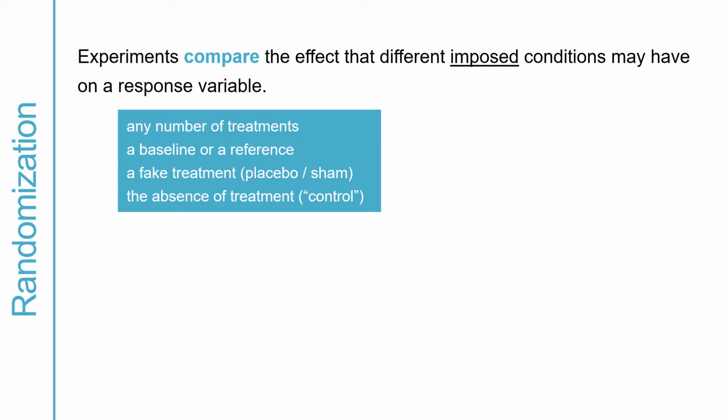At the core of an experiment is the ability to compare the effect of different imposed conditions on a response variable. And that means that an experiment must have more than one imposed condition. We may compare any number of treatments, a baseline or a fake treatment, also called a sham or placebo, or the absence of treatment, that is the most fundamental definition of the term control.